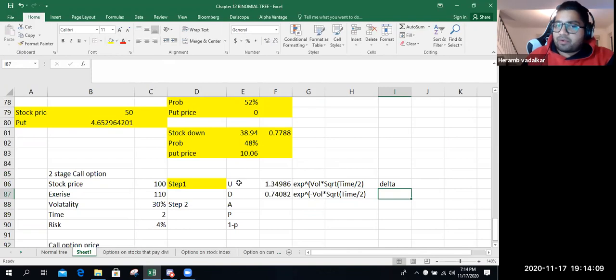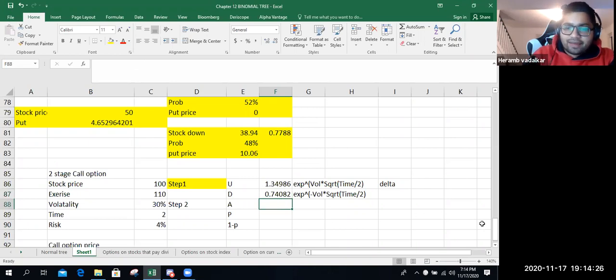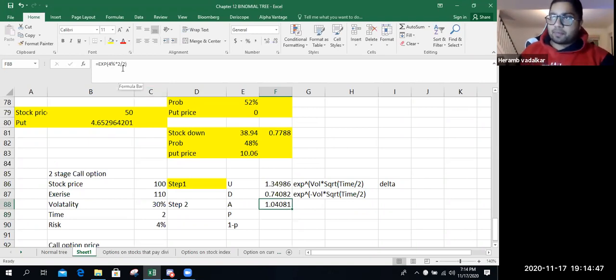So we found out U, exponential, volatility into square root of time by 2. We calculated D, exponential, negative sign, volatility into square root of time by 2. Then we calculate A, it is exponential, risk-free rate 4% times 2 by 2. So 1.04, we calculated A, exponential, time, but since it's a double stage model, we have to divide the time by 2.